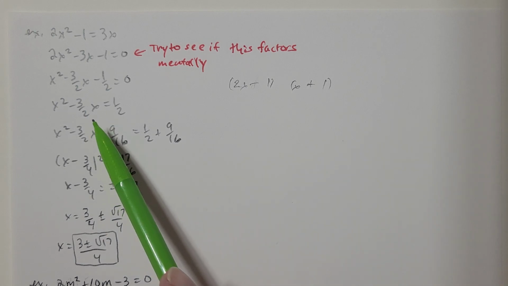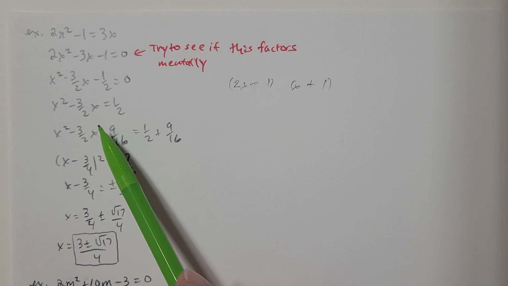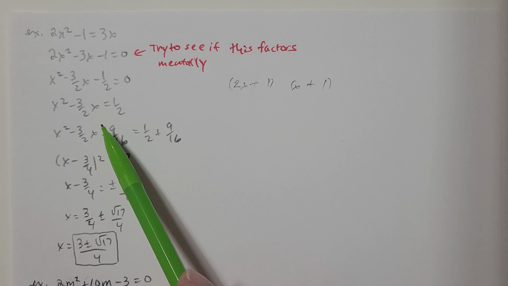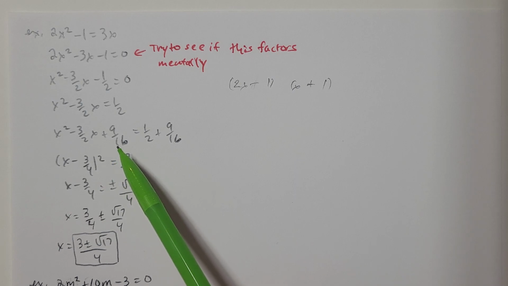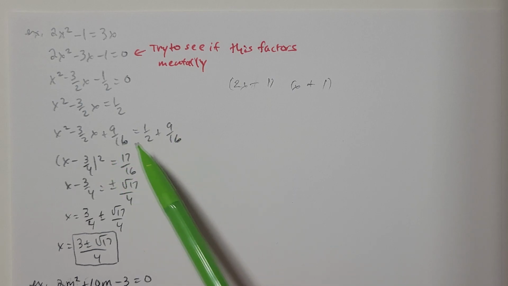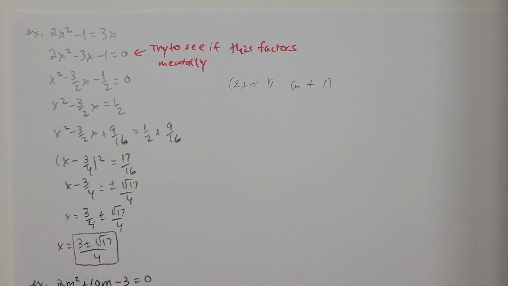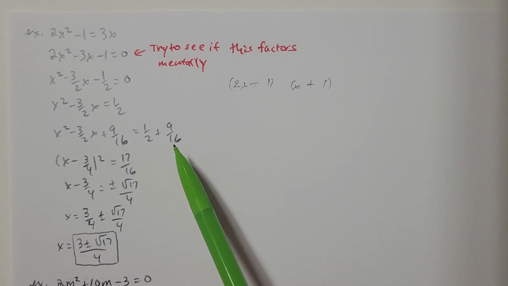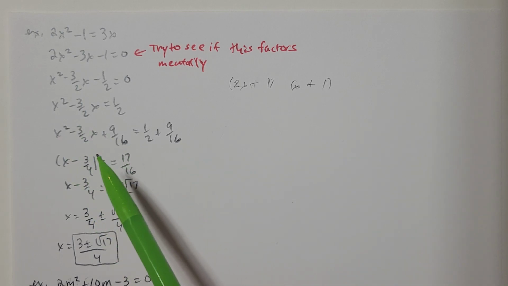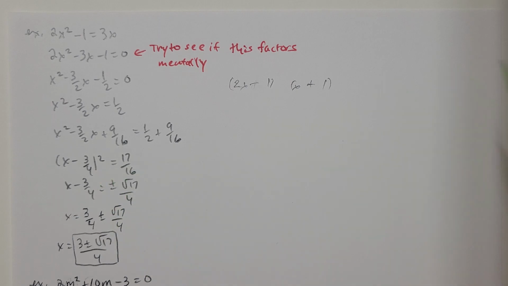Well, in this problem, I've got a negative 3/2 in front of x. I need half of that number, which is negative 3/4, squared. Negative 3/4 squared gives me 9/16. So 9/16 is going to be the magical number that we'll add to both sides on the next line. Now the reason for doing that is because the left side will always factor and the factors are always going to be the same.